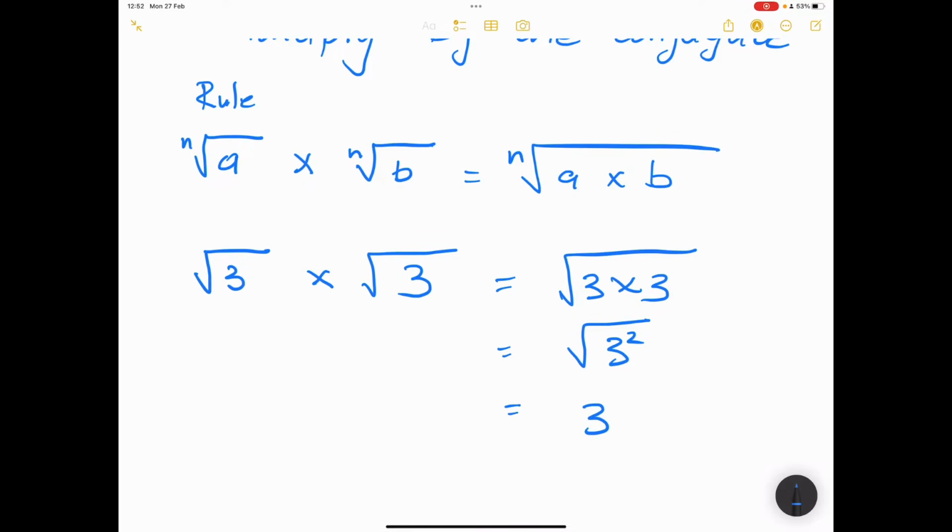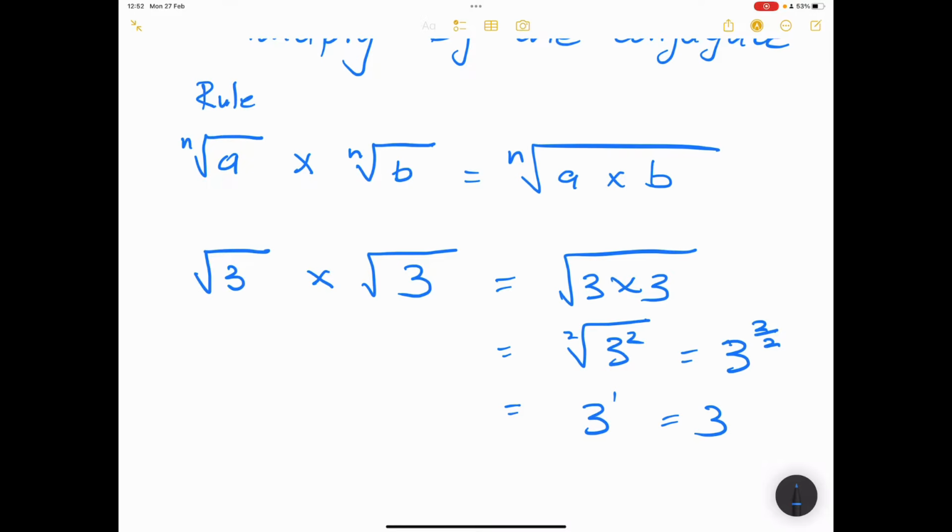Why is that? Because when you write this in exponential form, you'd have 2 over 2, which is equal to 1. So you end up with 3 to the exponent 1, which gives us 3.